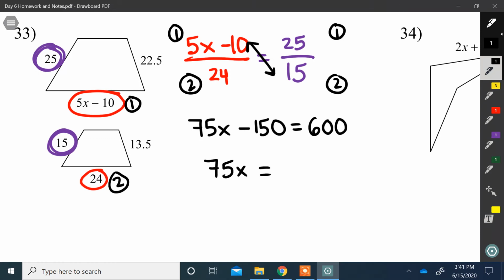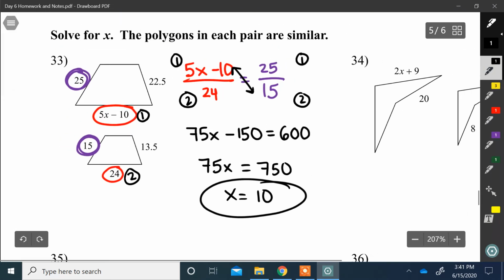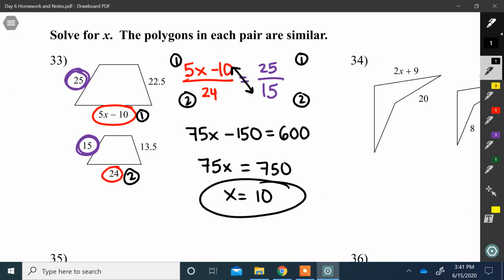And then 600 plus 150 should be 750. Your final answer, as you can see, when you divide, should be 10. Okay? All right, awesome.